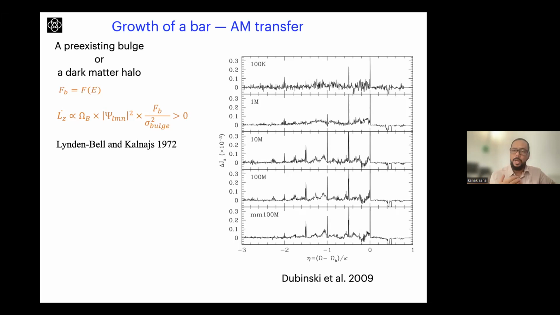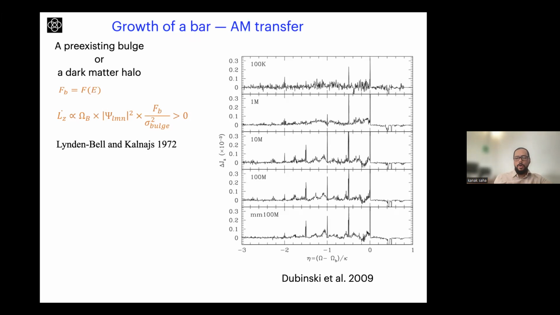Now, these simulations depend on the number of particles in the simulation, because this is not all that is there in the formula; it is very complex. It seems that it is not only resonant particles, but off-resonant particles also seem to contribute to the angular momentum draining to the dark matter halo or the central bulge.